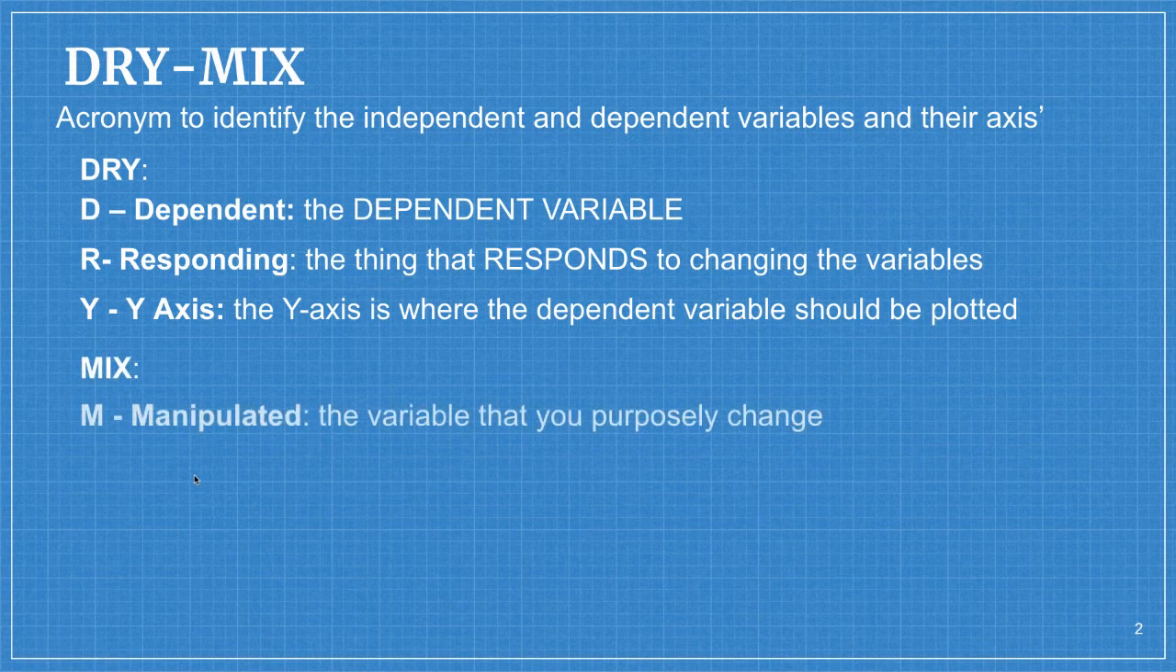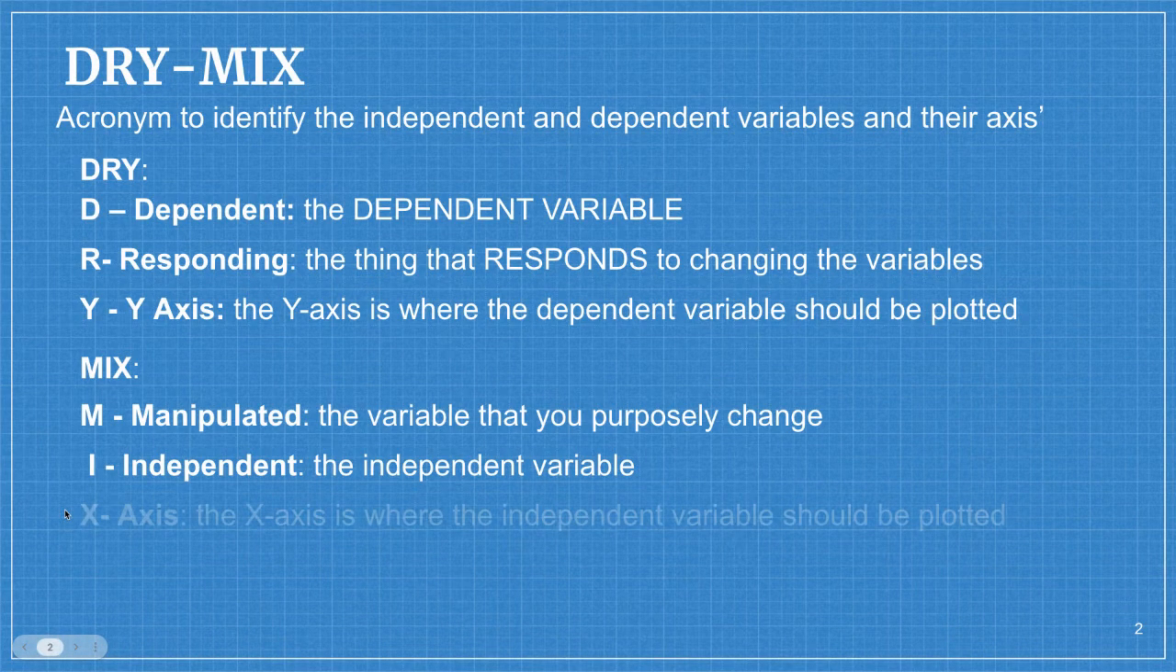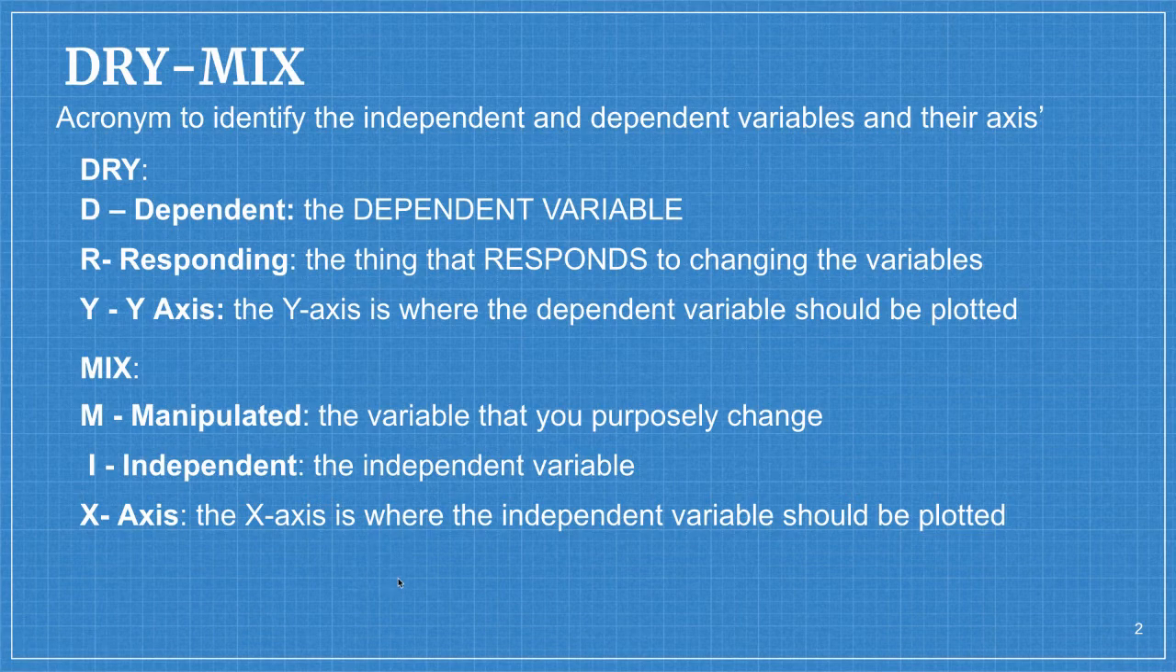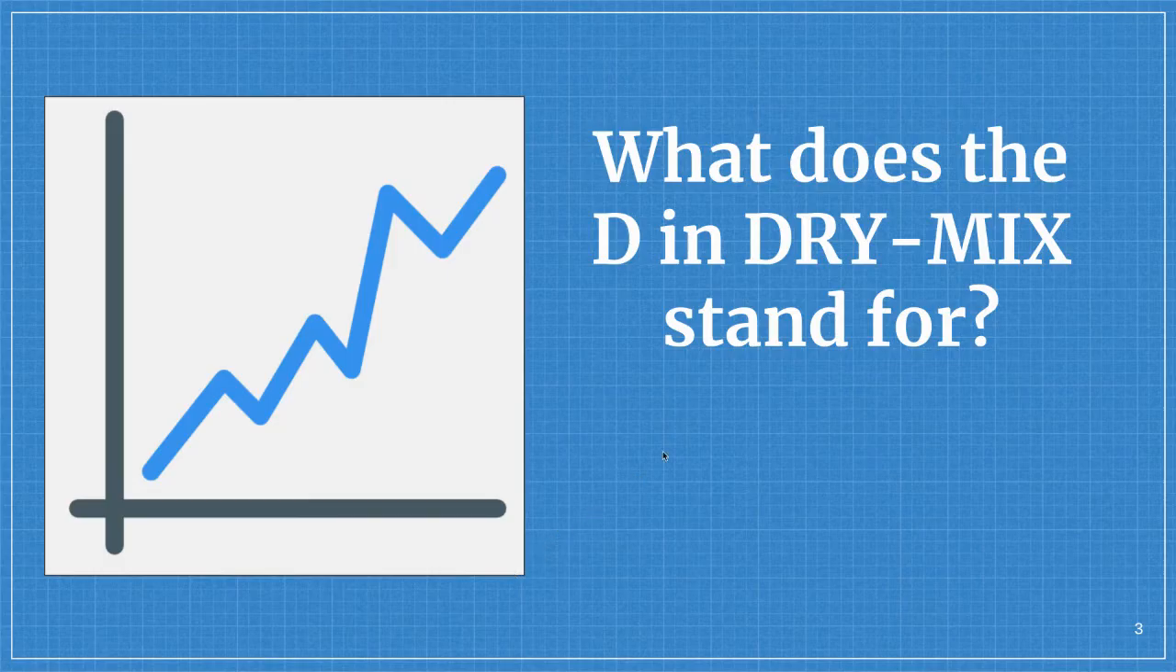MIX: the M stands for manipulated, the variable that we purposely change. It's what we're trying to discover or do an experiment on. I stands for independent, the independent variable. And X stands for the X-axis, where the independent variable should be plotted. What does the D in DRY MIX stand for? So go ahead and answer this question now.